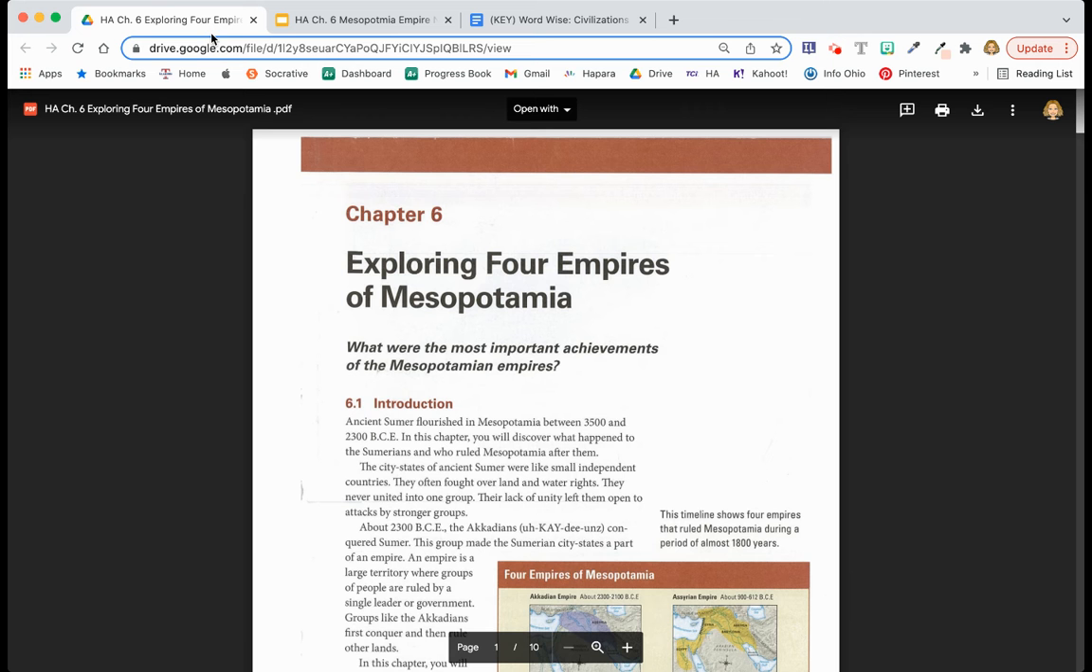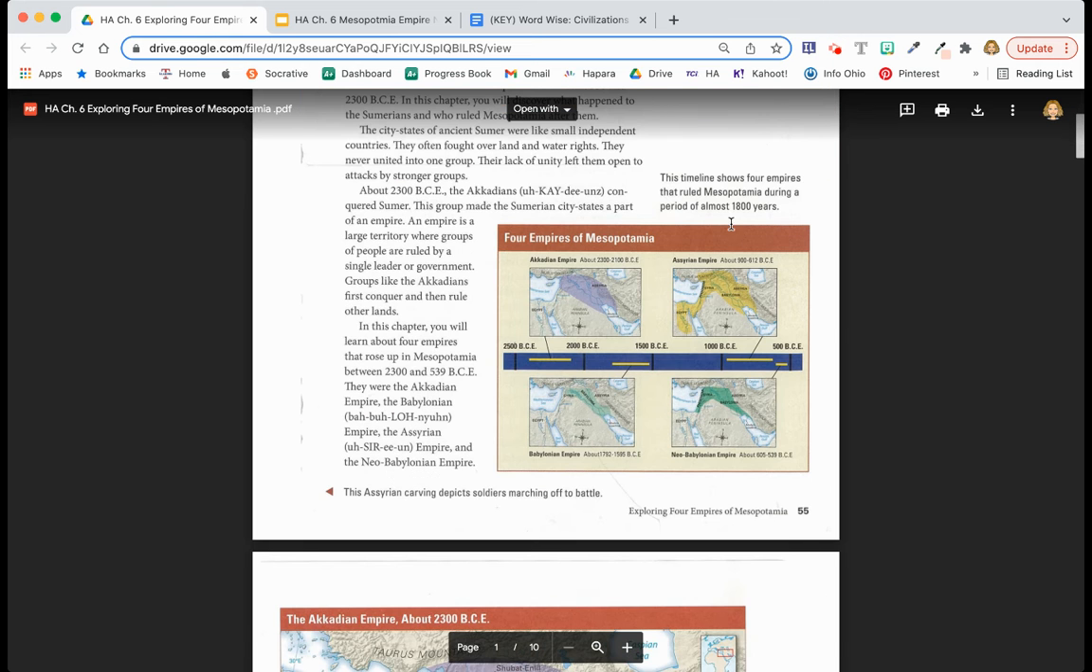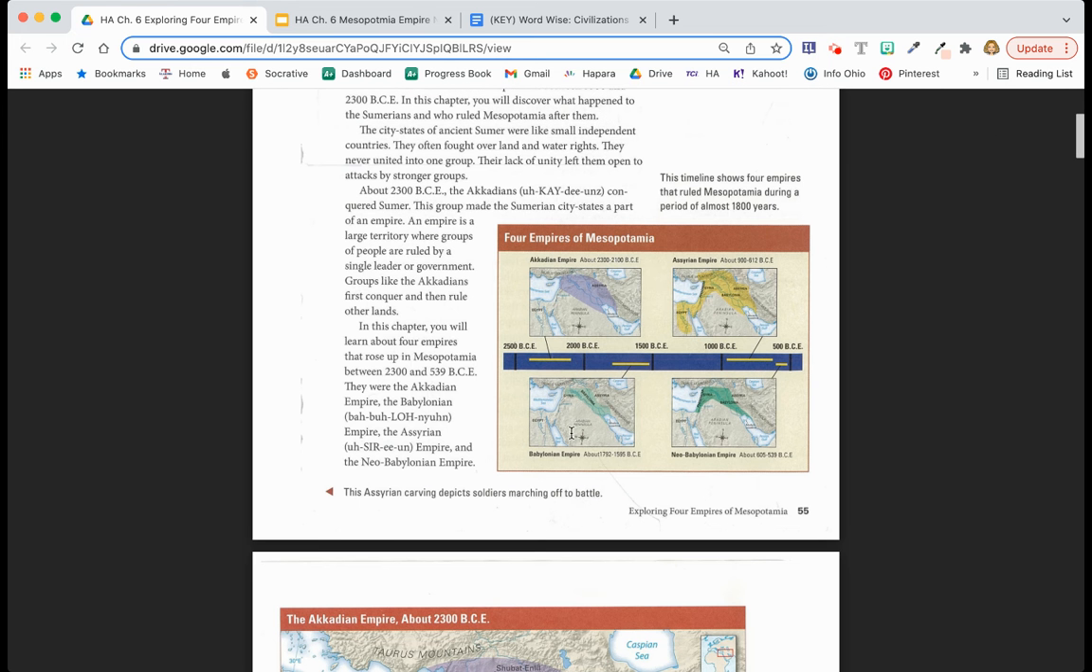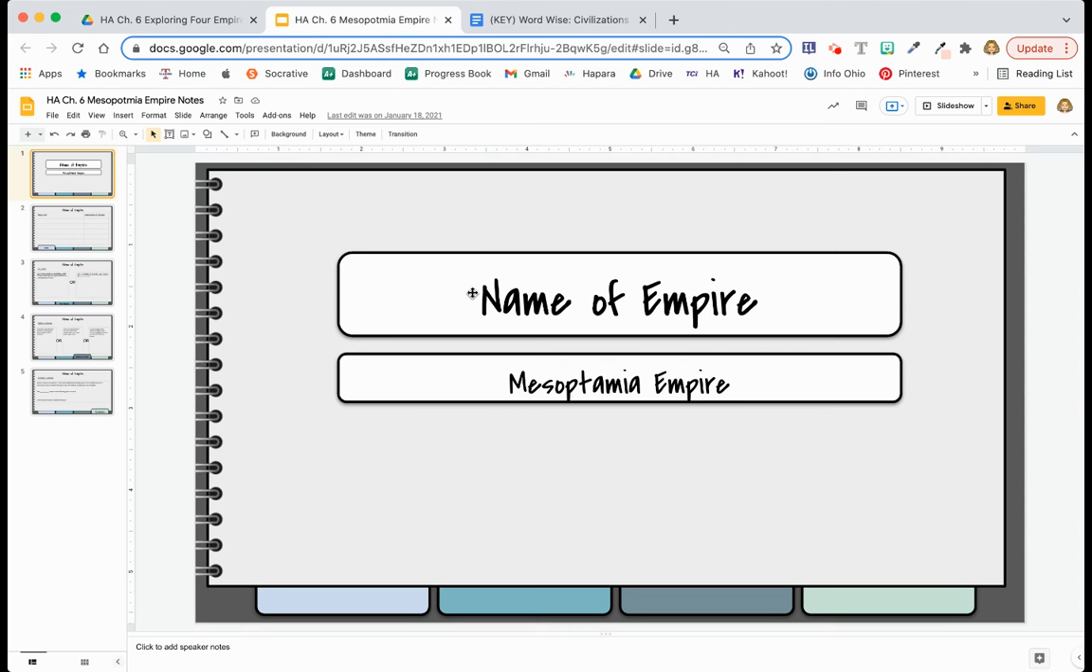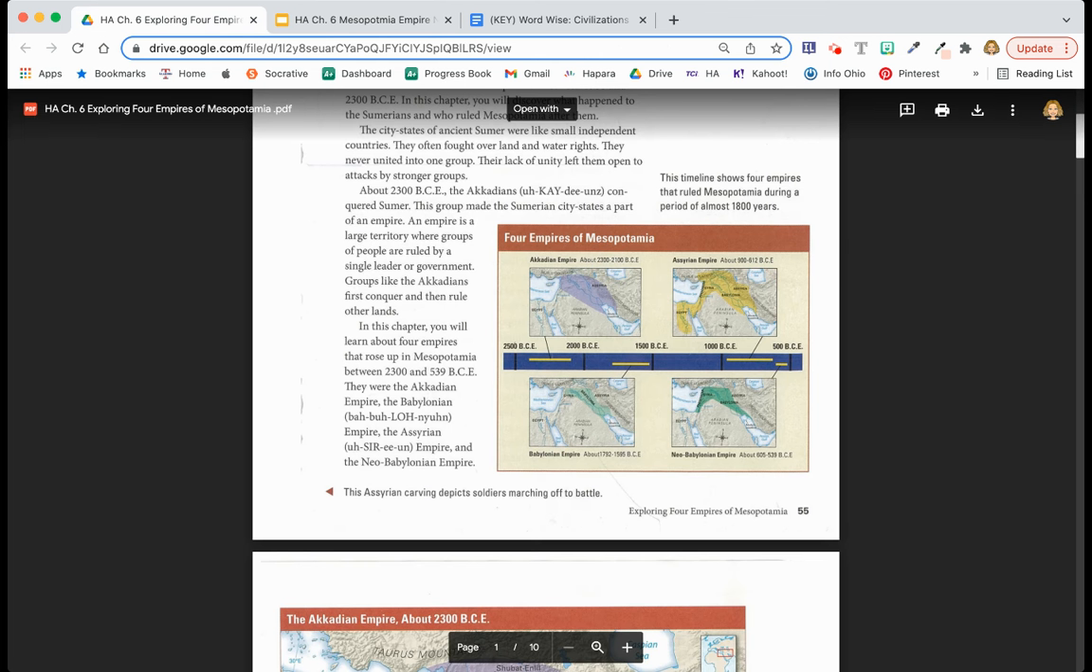Well, if you go into your textbook, the 4 empires we are studying, it's actually right here on this first page: the Akkadian Empire, the Babylonian Empire, the Assyrian Empire, and the Neo-Babylonian Empire. So once you've chosen which empire you want to study, you are going to put that name right here, name of empire. Now you need to read about your empire.